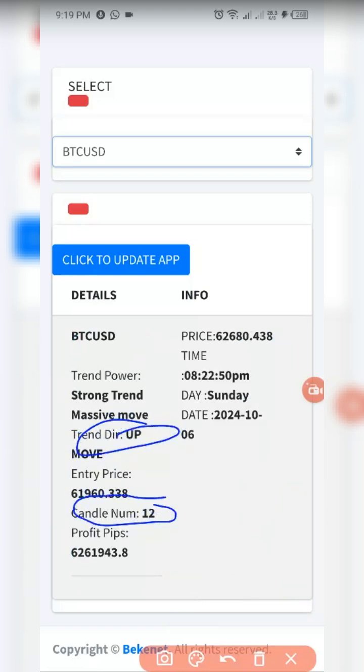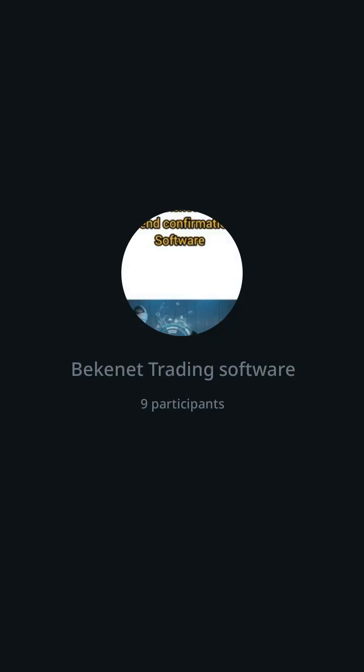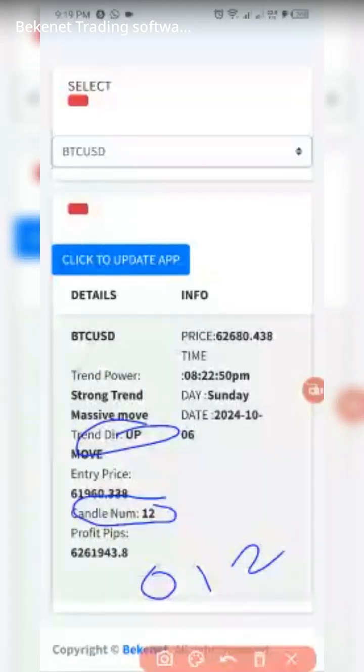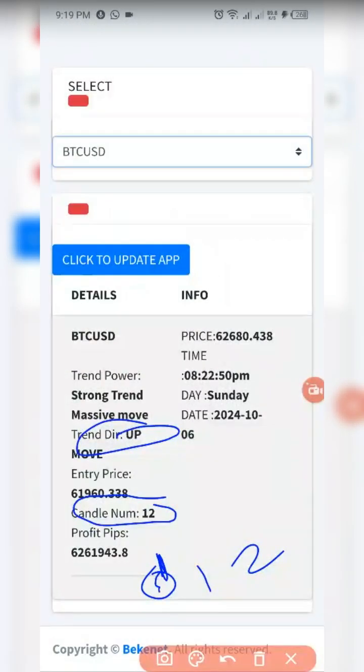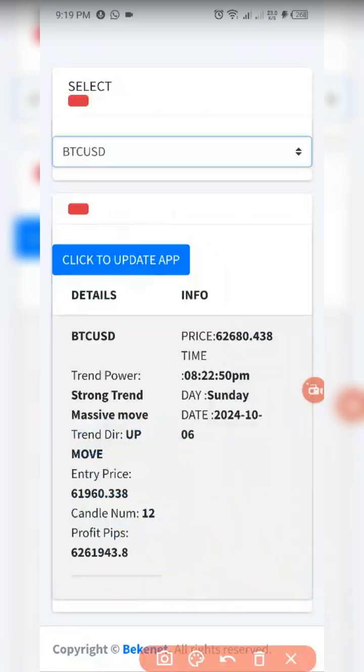The number of candles must be in the range of 0 or 1 or 2. 0 means that it's just started buying now, 1 hour ago. 1 means that it has started buying 2 hours ago. 2 means that it has started buying 3 hours ago. So BTC has been buying for the past 12 hours now.